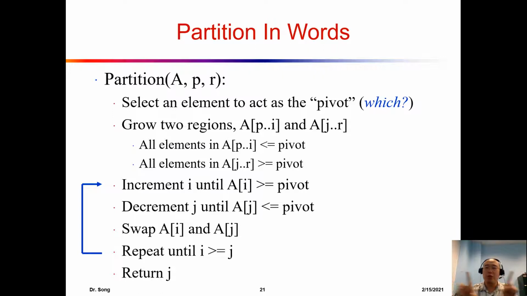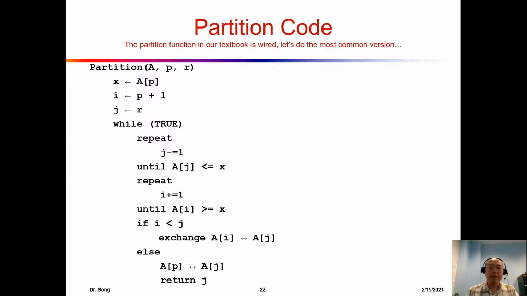And then we want to continue. Our goal is to use I and J to visit the values. As long as we find a pair of values that are both on the wrong side, we want to do a swap. Okay, so this is the plan of the partition. And eventually we want to make sure that we return the middle index for the pivot. Okay, so let's see the implementation.